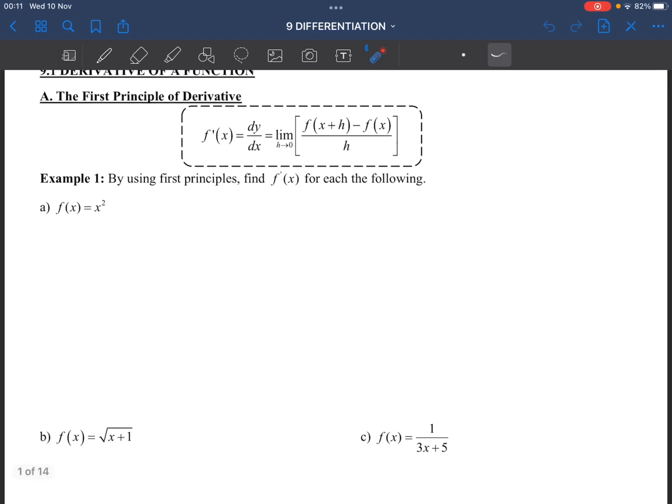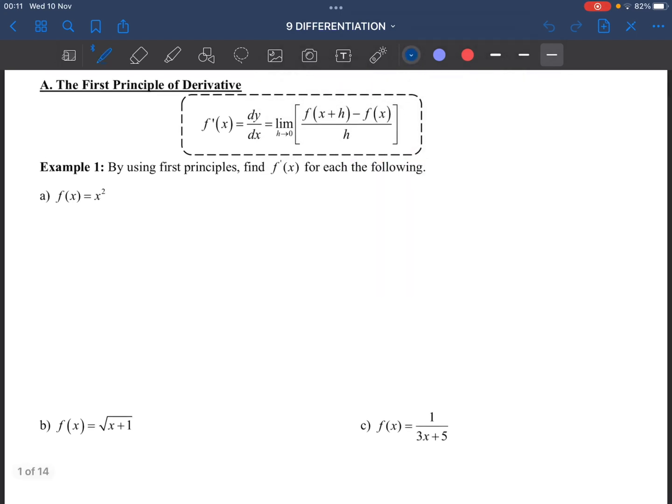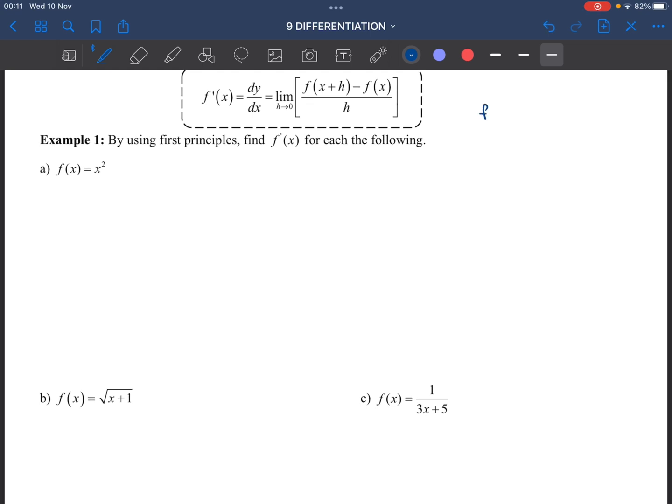We have, by using first principle. Okay, the question specifically minta by using first principle, so you have to use first principle. Kalau kita differentiate secara biasa, saya rasa semua orang tahu macam mana nak differentiate. f(x) equals x square. Kalau kita differentiate f(x) equals x square, kita akan dapat 2x, right? Saya rasa semua orang tahu macam mana differentiate x square.